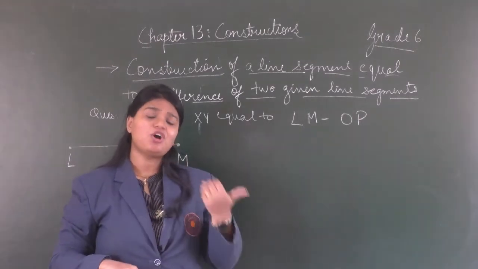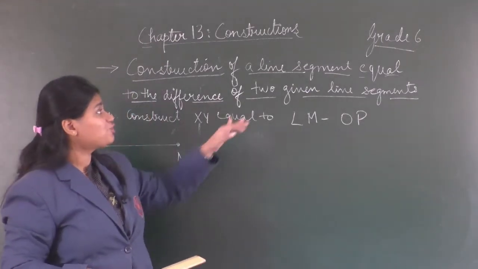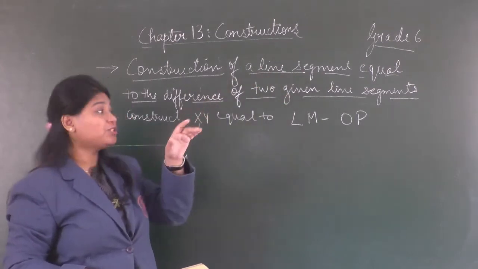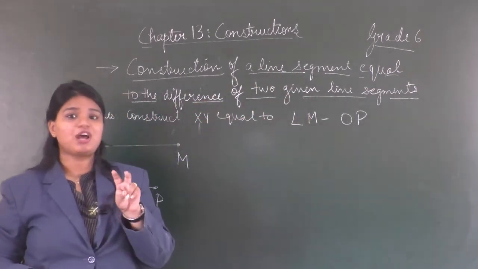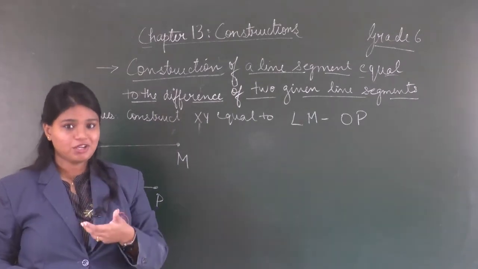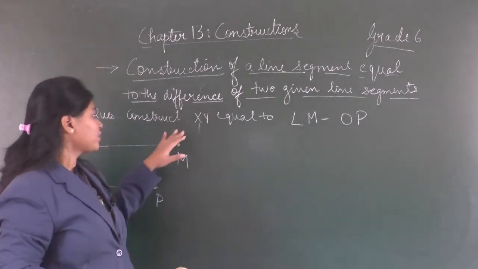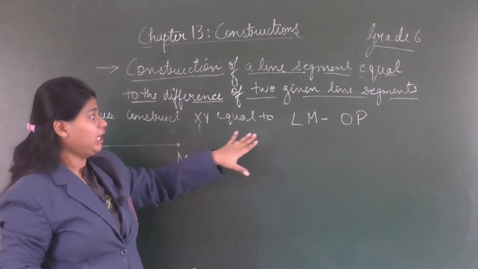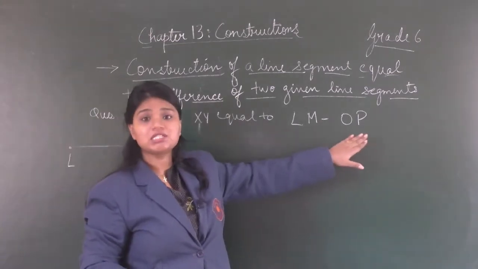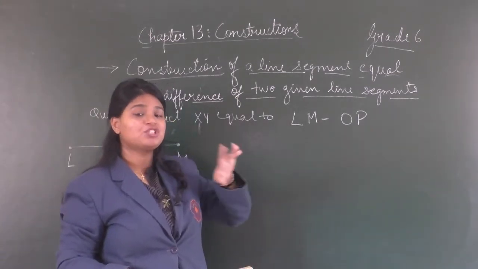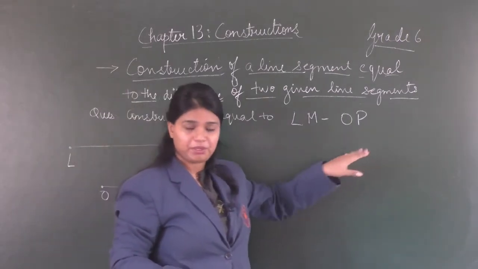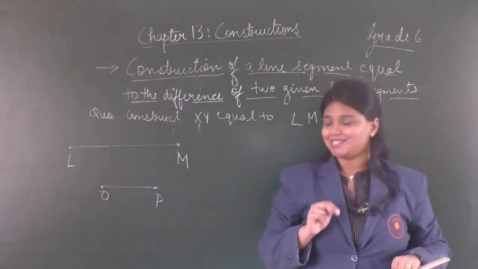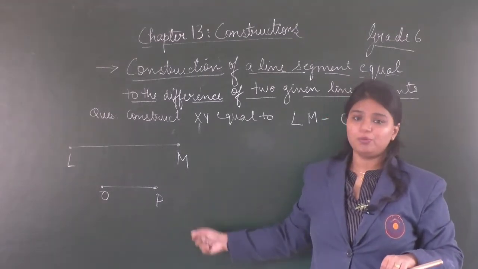Now let's learn the opposite of it, that is, construct a line segment equal to the difference of two given line segments. Difference means you have to subtract. So here there is a question which says construct XY equal to LM minus OP. That means you have to construct XY, which is the difference of LM and OP. Here they have given you two line segments, LM and OP.